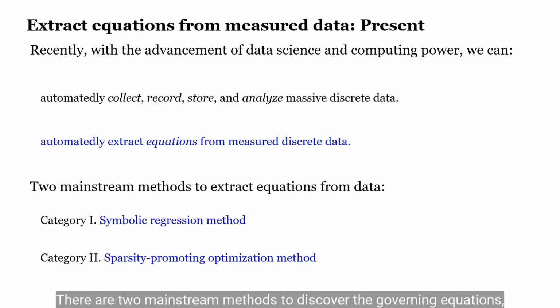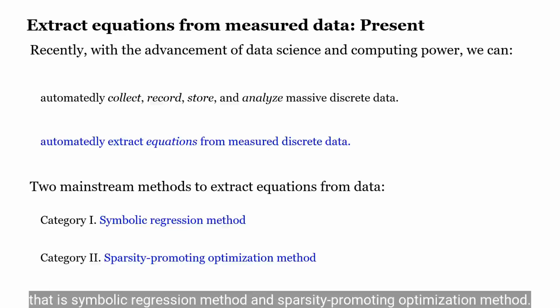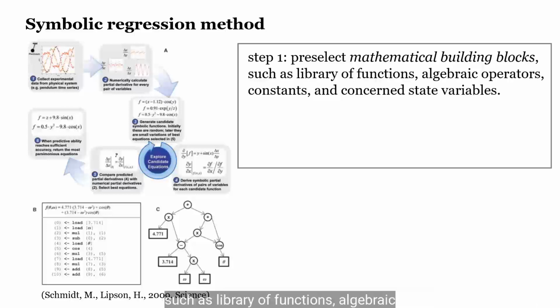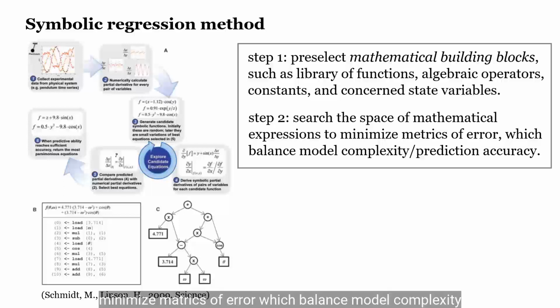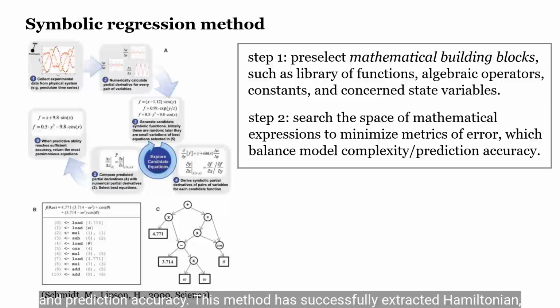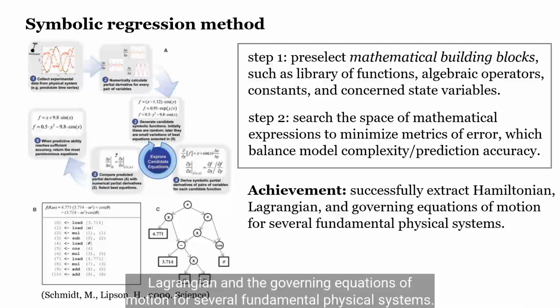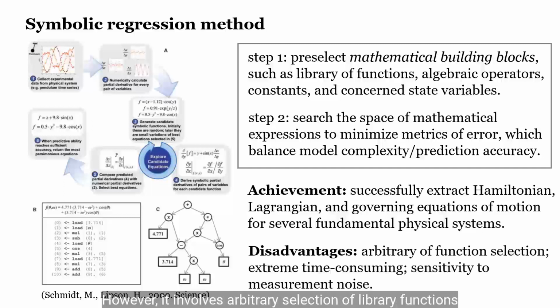There are two mainstream methods to discover the governing equations. That is, symbolic regression method and sparsity-promoting optimization method. In symbolic regression method that was developed by Schmidt and Lipson in 2009, they first preselect mathematical building blocks such as library of functions, algebraic operator, constants, and state variables, and then search the space of mathematical expressions to minimize a metric of error, which balances model complexity and prediction accuracy. This method has successfully extracted Hamiltonian, Lagrangian, and the governing equations of motion for several fundamental physical systems. However, it involves arbitrary selection of library of functions and is extremely time-consuming and sensitive to measurement noise.